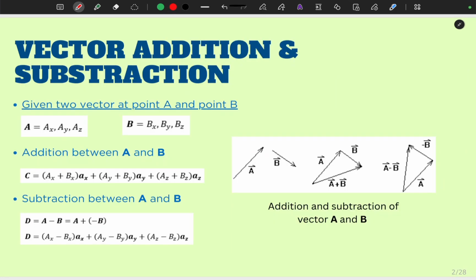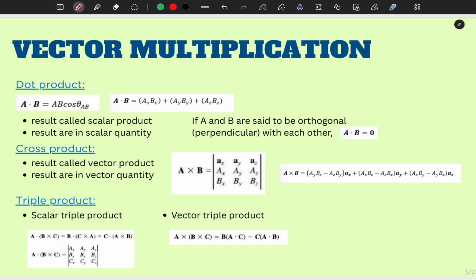Next is vector addition and subtraction. For example, given two vectors at point A and point B, vector addition combines two vectors to produce a resultant vector considering both magnitude and direction, while vector subtraction is equivalent to adding a vector with the opposite direction, which is the minus operation. Both of these operations are important in physics to determine net force, displacement, or field at a point. Vector multiplication consists of dot product, cross product, and also triple product.